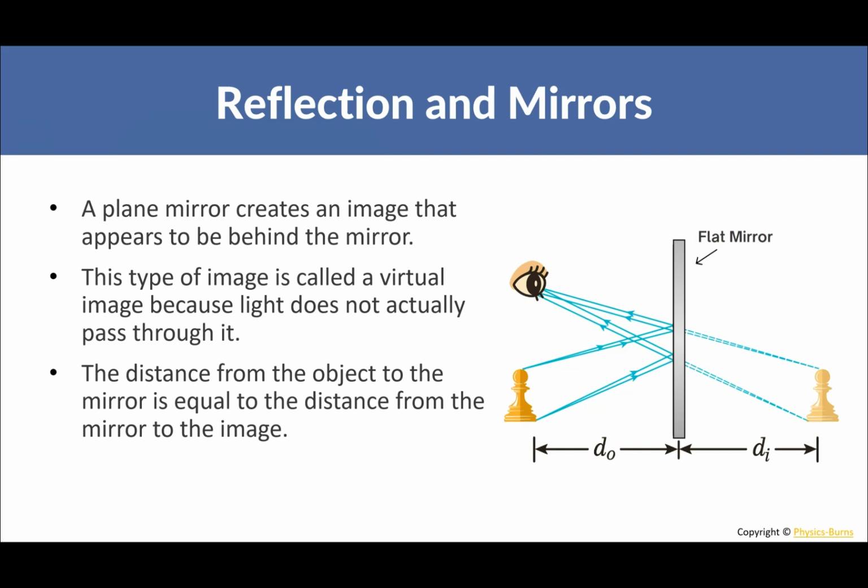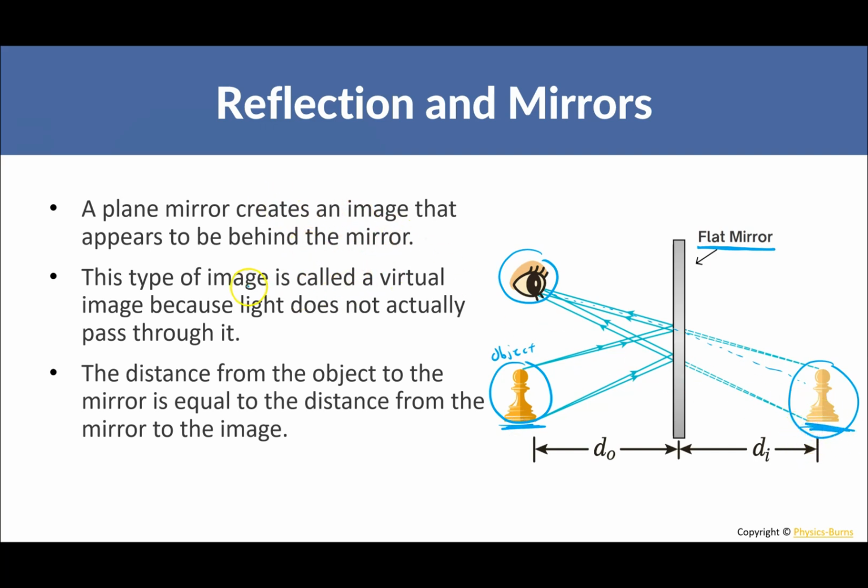A plane mirror. What we mean by that is a flat mirror, just the regular old mirrors we're used to. A plane mirror creates an image that appears to be behind the mirror. So when you're looking through this mirror, and there's an object over here, it looks like you can see this object through the mirror. But that's not real. The real object is over here, and this is just the image.